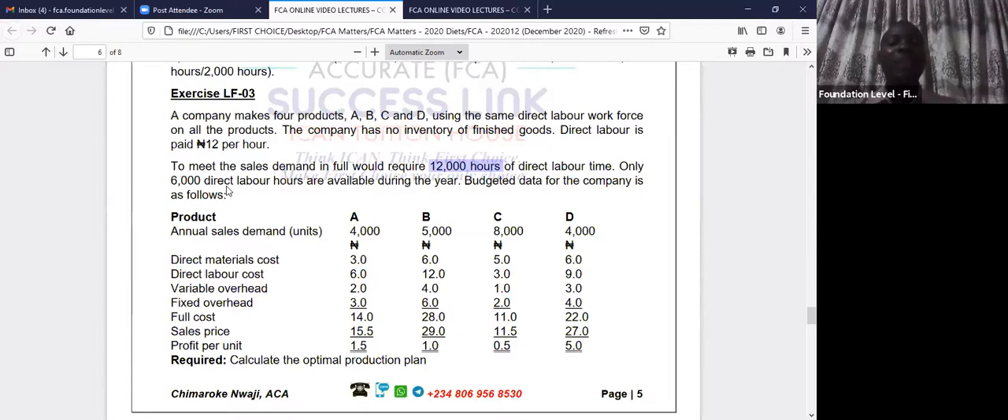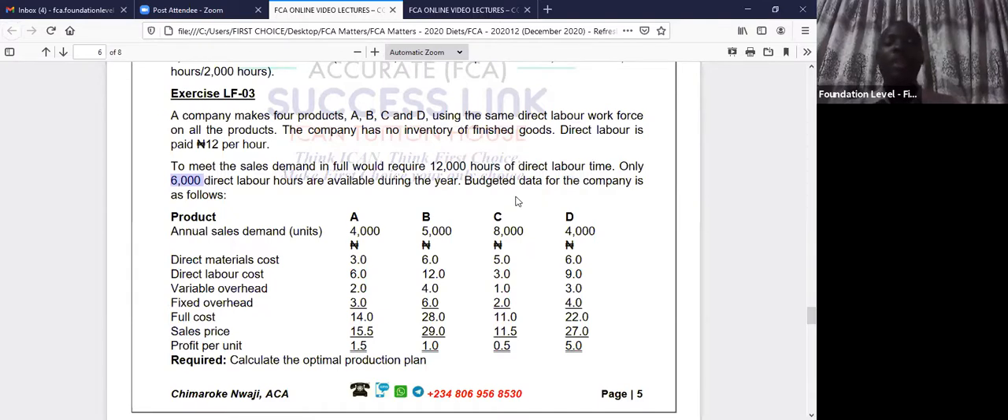Only 6,000 direct labor hours are available. You need 12,000, and when you check, you have only 6,000. There is a shortage of availability. So that's a limiting factor, labor hours. So what you do is to work within the 6,000 hours that you have.